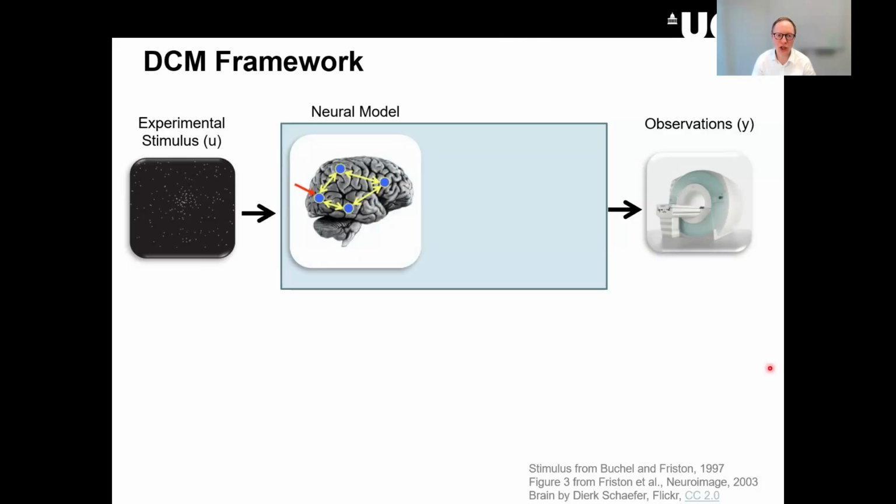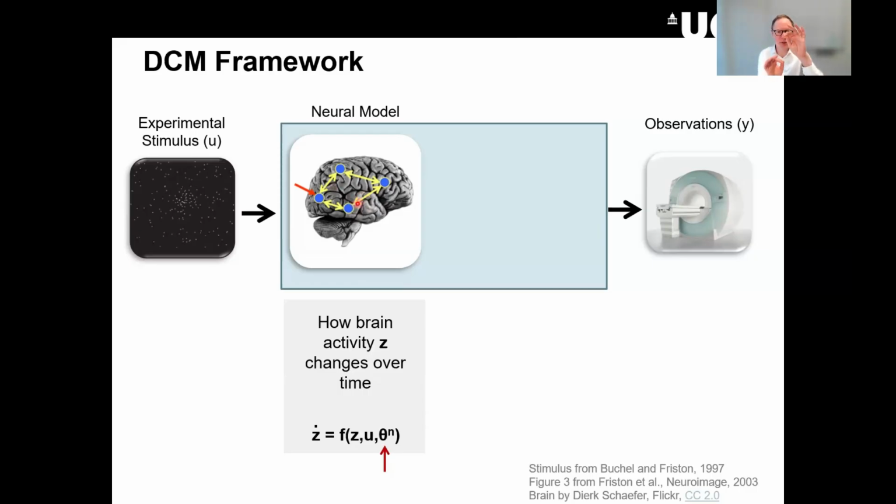The first part is the neural model. The neural model says, how does brain activity Z change over time? So in this simple example, there's just 4 brain regions. And let's say we're going to encode the level of neural activity in each of the 4 regions by a single number. So we've just got 4 numbers. We'll stack those 4 numbers on top of each other and call that vector Z. That's the state of the brain at a given time.